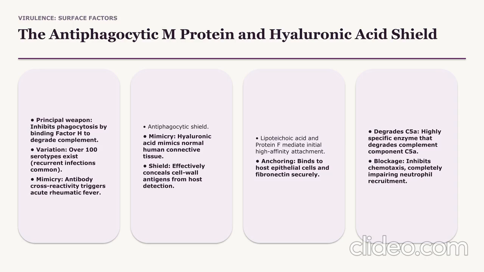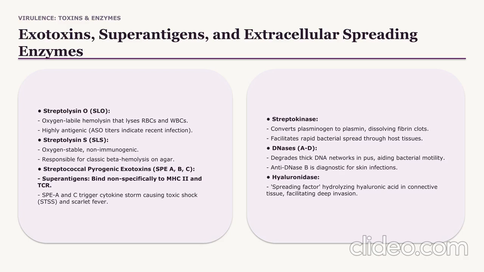Non-suppurative sequelae. Acute rheumatic fever, ARF. A type 2 hypersensitivity reaction that develops approximately 3 weeks following pharyngeal infection. ARF never occurs after skin infections. Anti-M protein antibodies cross-react with host myocardial tropomyosin, myosin, and valvular tissue via molecular mimicry, causing permanent valvular damage.